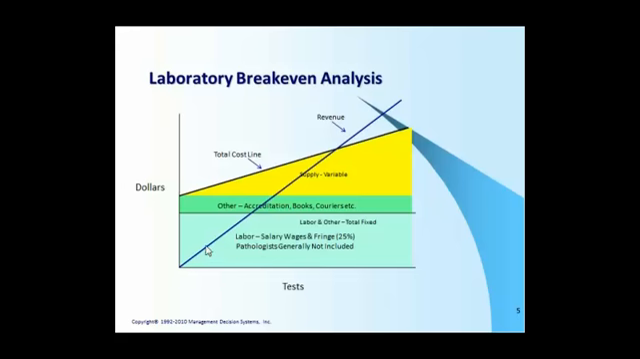Let me point out that at this point right here, the revenue is less than total cost. However, as we continue to sell tests and volume increases, the gap between total costs and revenue closes until it reaches a certain point right here where the total cost is equal to the total revenue, and we refer to this as the break-even point. Once revenue exceeds the total cost line, then we start generating profit.